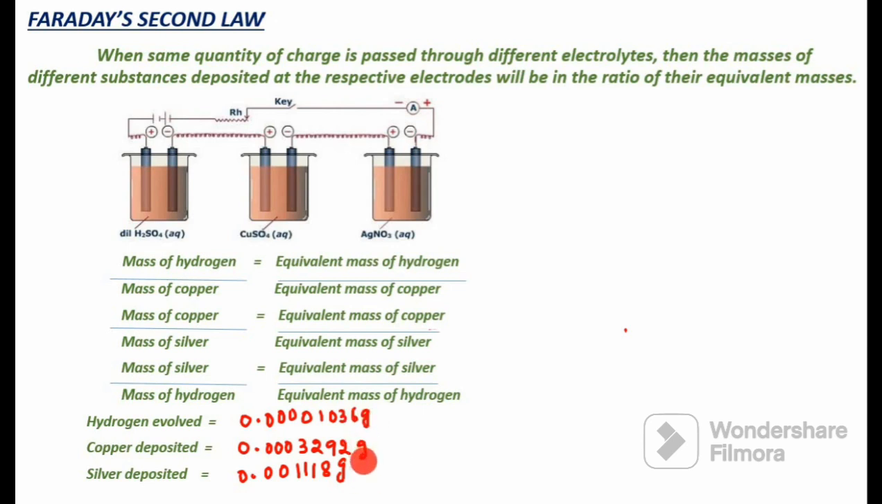So these are the masses that are getting deposited. From these masses, the amount of electric charge required to deposit 1 gram equivalent of hydrogen, copper or silver can be calculated. How can we calculate for hydrogen? Let us see how to calculate for hydrogen. See, for hydrogen, it's equal to 1 divided by 0.0001036. So that's equal to 96,500 coulombs.